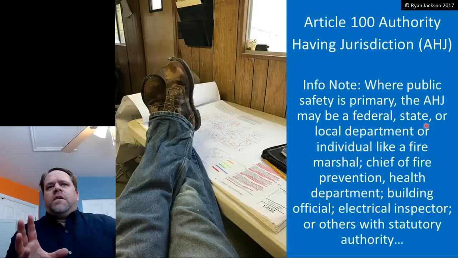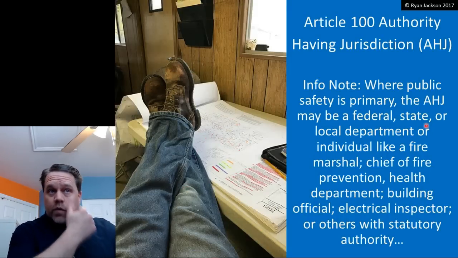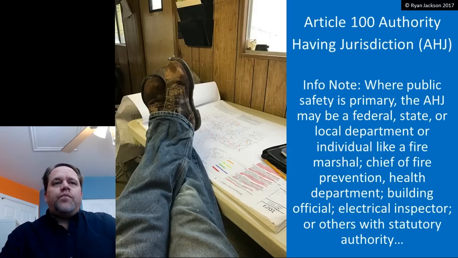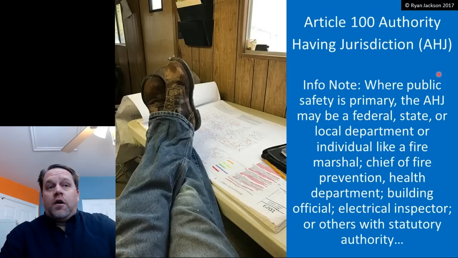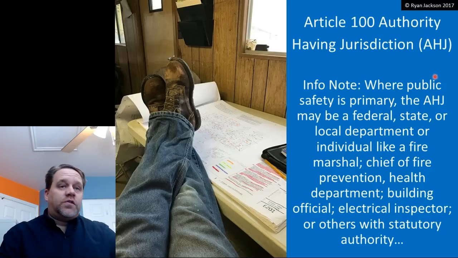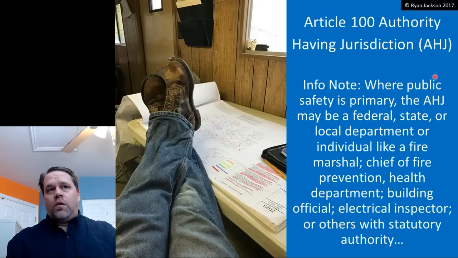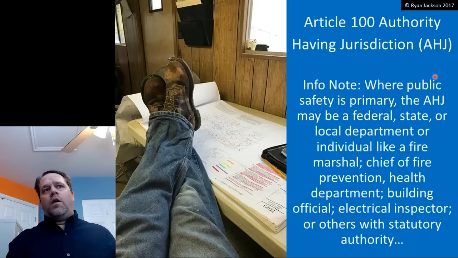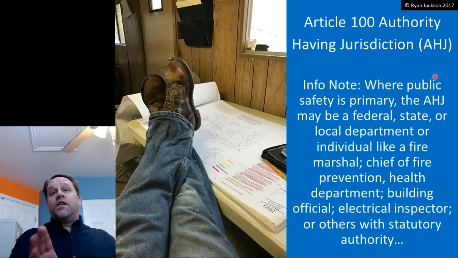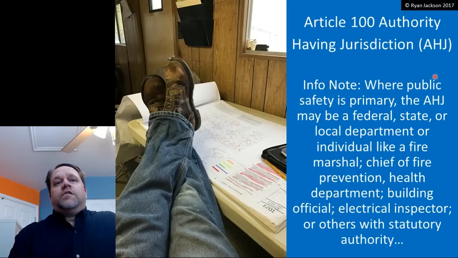It's complex enough that there's an informational note that says, look, when public safety is primary, the AHJ could be a federal, state, or local department or individual like a fire marshal, chief of fire prevention, health department, building official, electrical inspector, or others with statutory authority. So again, in most installations, at least the ones that I deal with, the electrical inspector and the building official, they are authorities having jurisdiction. There are some areas, though, that this does not apply to.